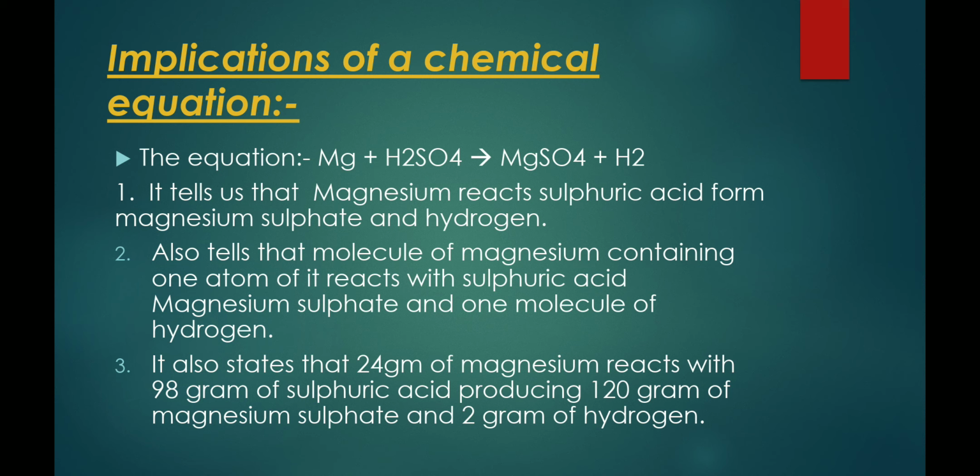Here you should know that the atomic mass of magnesium is 24, hydrogen 1, sulfur 32, and oxygen 16. So the molecular mass of sulfuric acid is 98. Similarly, the molecular mass of magnesium sulfate is 120. When we express it in terms of grams, we say 120 grams.